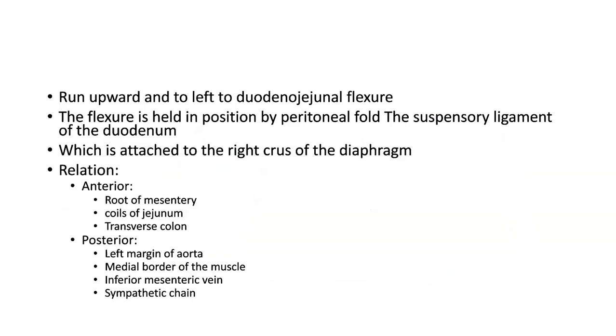So it runs upward and left to the duodenal flexure, the duodenojejunal flexure. The flexure is held in position by the peritoneal fold that suspends the suspensory ligament of the duodenum, which is attached to the right crus of the diaphragm.